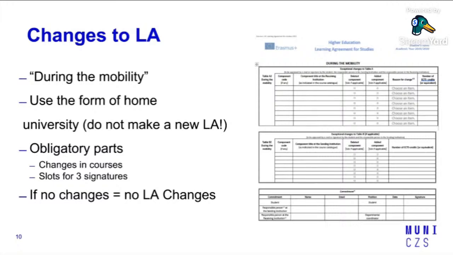Just make sure that the form has obligatory parts. Table for making changes in courses. You will fill in the courses you have added and courses you have deleted. And also, there must be a signature box. One for you, one for your home university, and one for the departmental coordinator at Masaryk University. As long as the during the mobility form has that, we will accept it. If you do not make any changes at all, there's no need to make changes to the learning agreements.